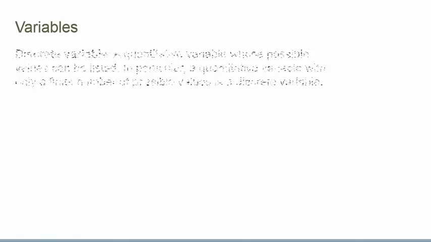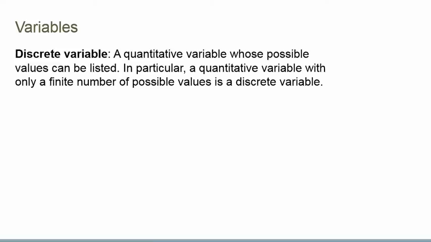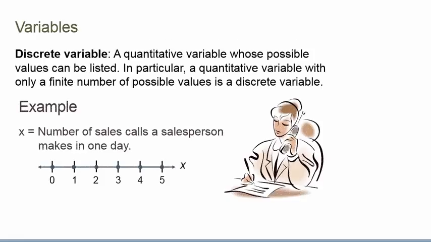Variables. Discrete variable: a quantitative variable whose possible values can be listed. In particular, a quantitative variable with only a finite number of possible values is a discrete variable. An example of a discrete variable is x equals the number of sales calls a person makes in one day.